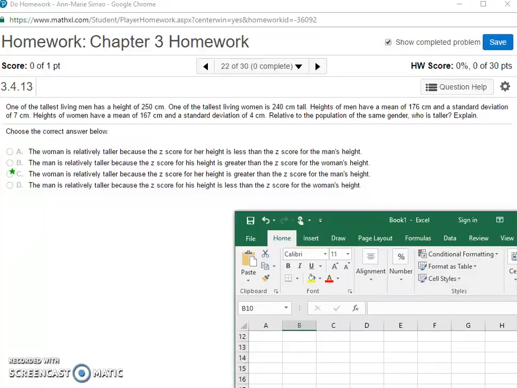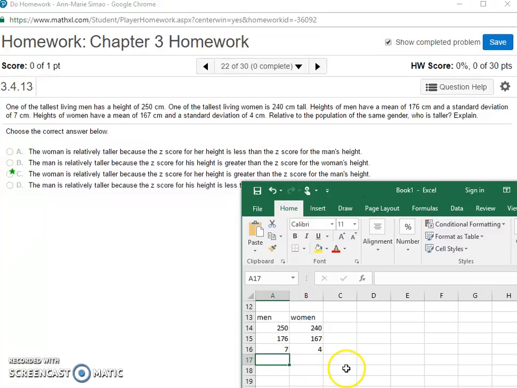Relative to the population of the same gender, who is taller? I need to calculate 2 z-scores here, one for the men and one for the women. So my man, the tallest is 250. The mean for the men is 176, and the standard deviation is 7. The value for the highest for a woman is 240. My mean is 167, and the standard deviation is 4.